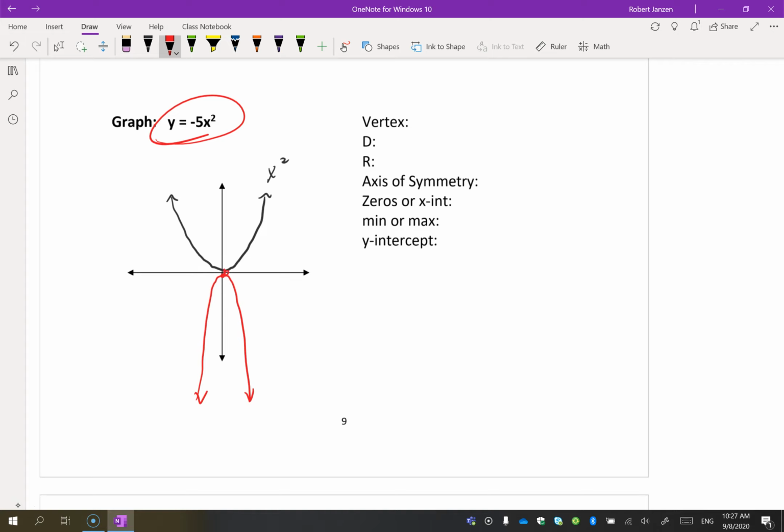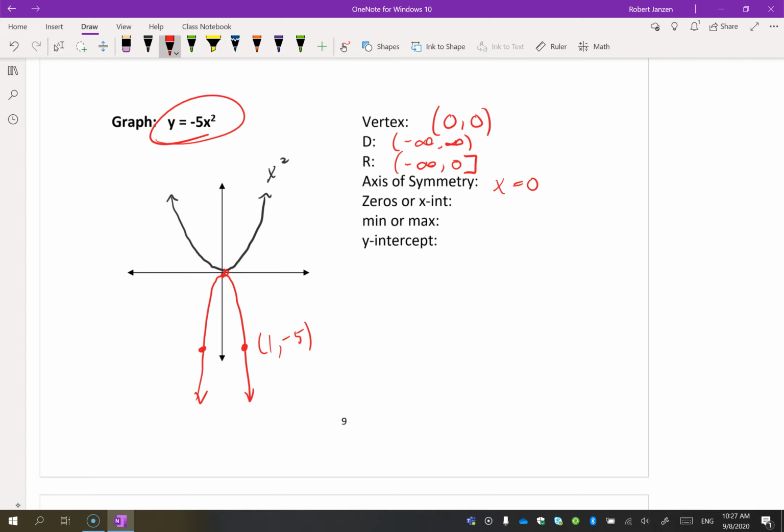Okay? So I don't have any points on there. I know we have 0, 0. What would the first point be? Give me 1 point here. If x is 1, what is y going to be? It would be negative 5. Okay? And then, of course, you would know negative 1, negative 5, and so on. So what's the vertex? 0, 0. What's the domain? Negative infinity to infinity. What's the range? Negative infinity to 0. The axis of symmetry, x equals 0.